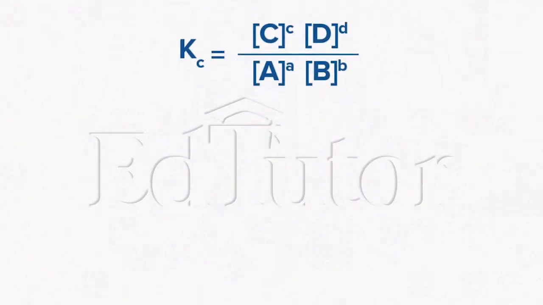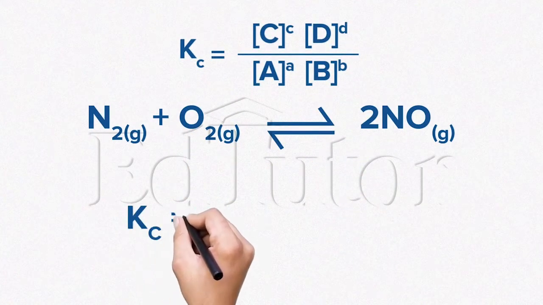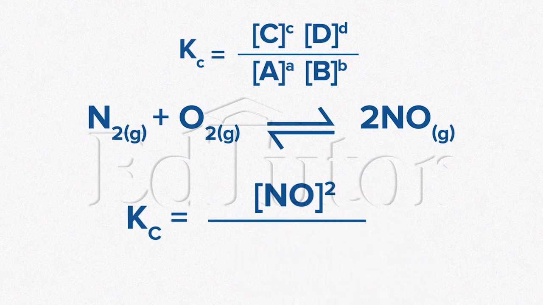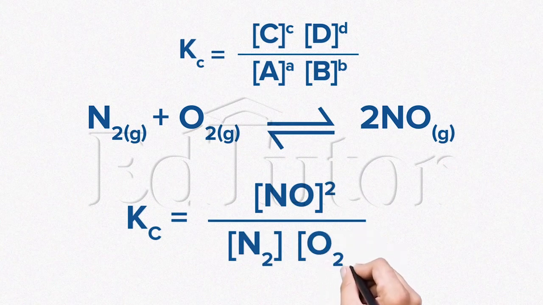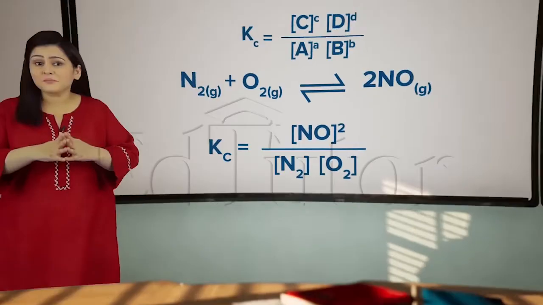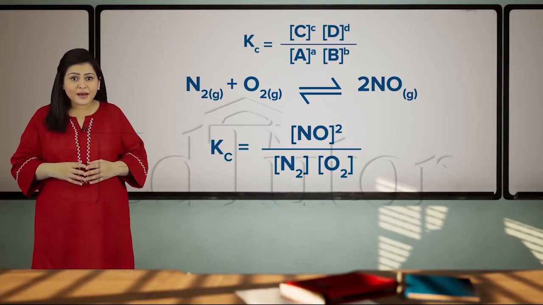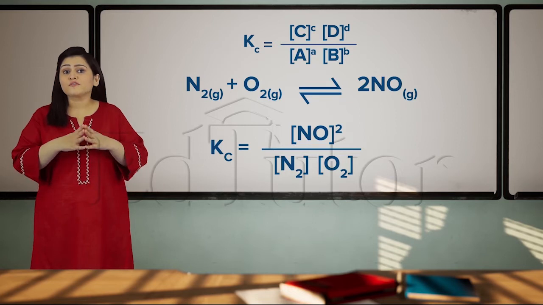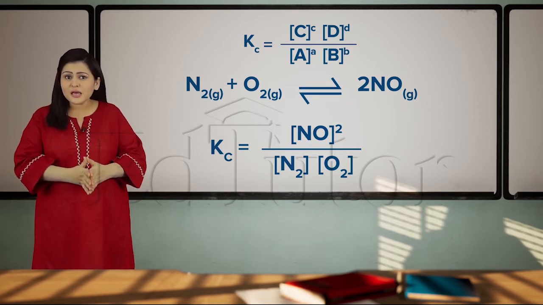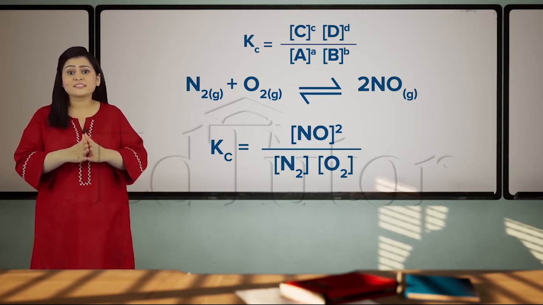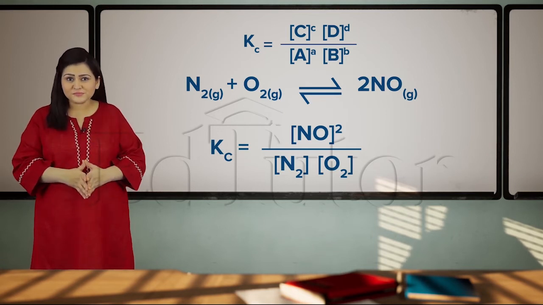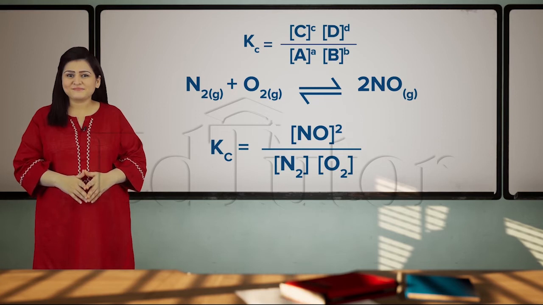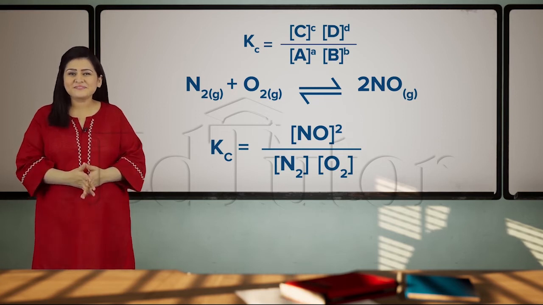So, for this equation, Kc is equal to the concentration of nitrogen monoxide raised to the power 2, as its coefficient is 2 in the chemical equation, divided by the product of the concentrations of nitrogen and oxygen, both with power 1 as their coefficient is 1 in the chemical equation. That is your answer. Pretty simple, isn't it?